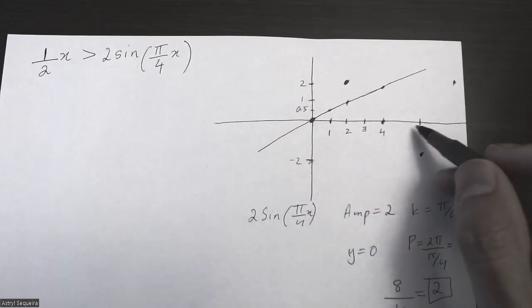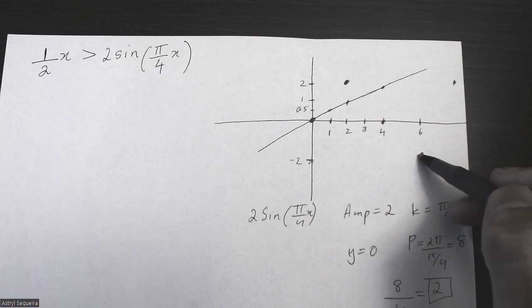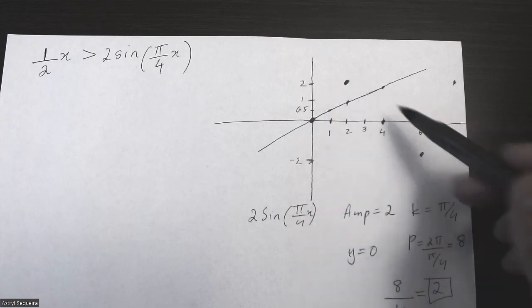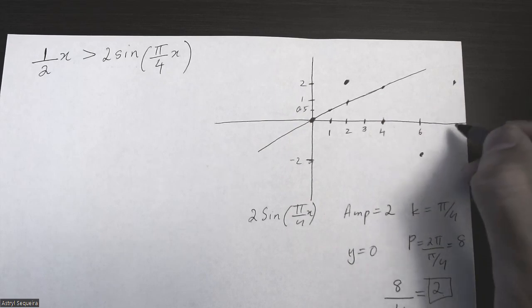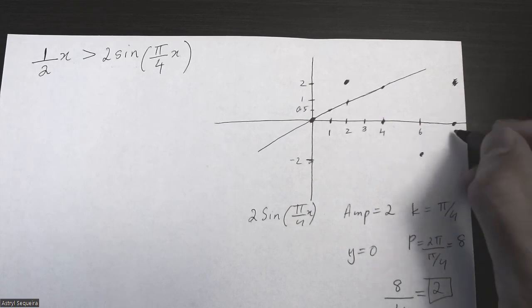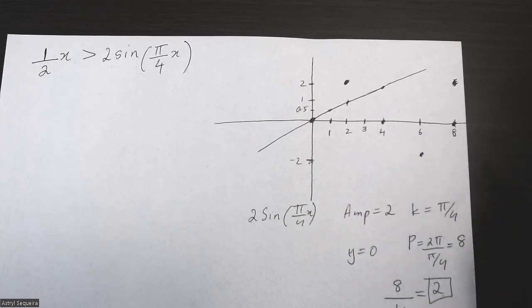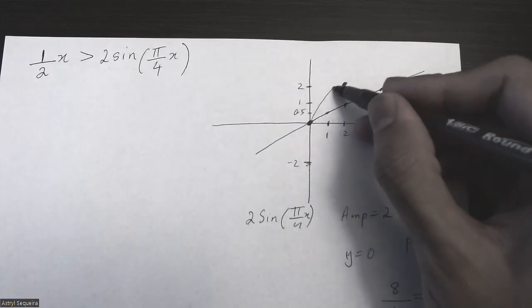Oh, wait. You know what? Looks like I missed something here. 0, 2, 4, 6. Oh, wait, it ends here, not at the top. I don't know why I put it at the top. Cosine wave ends at the top. 8 ends on the axis here. So that's my sine wave. I can start drawing it out.